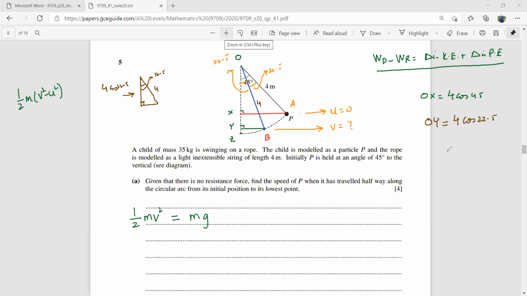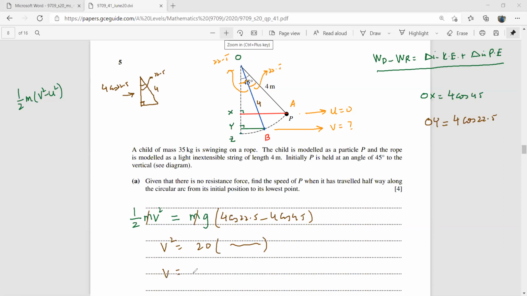So if you want to find XY, that would be 4 cos 22.5 minus 4 cos 45. So let me write it here. This is 4 cos 22.5 minus 4 cos 45. You can cancel m with m. This is going to be v square, that is 20 into all of this.